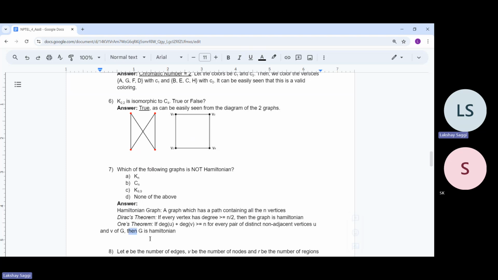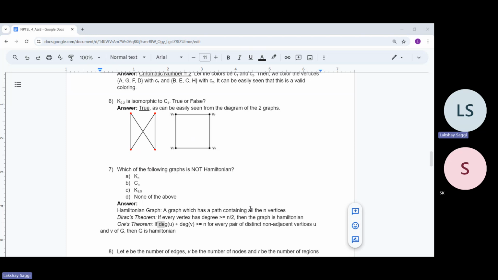Again, this is not a complete characterization. It does not say that if G is Hamiltonian, then this condition should hold. It is again a partial characterization: if every pair of non-adjacent vertices has a sum of degrees greater than or equal to n, then G is Hamiltonian.